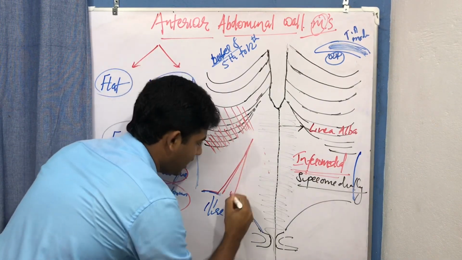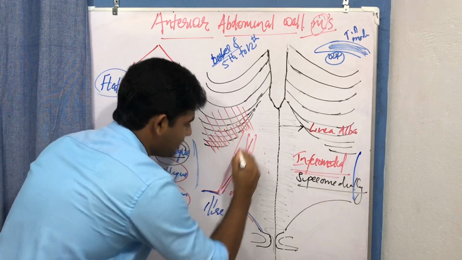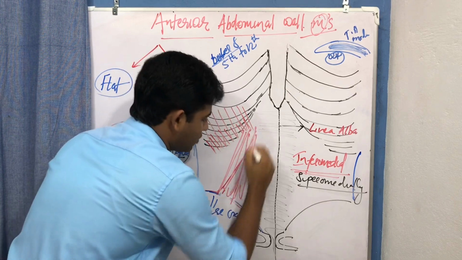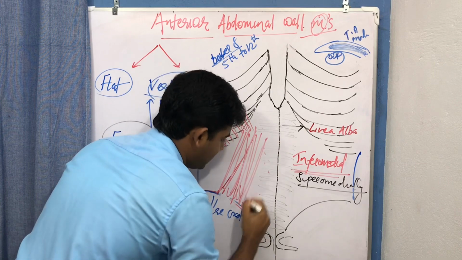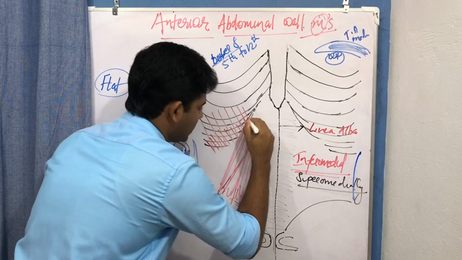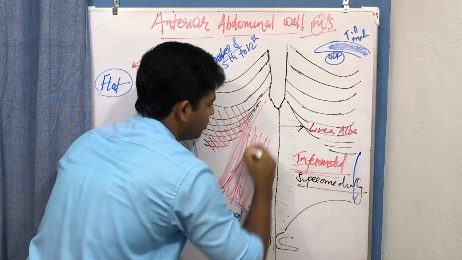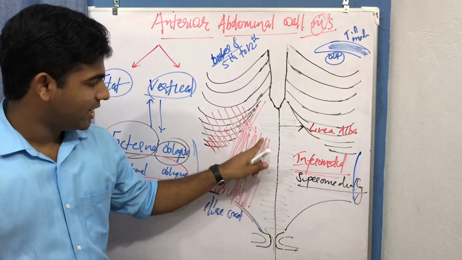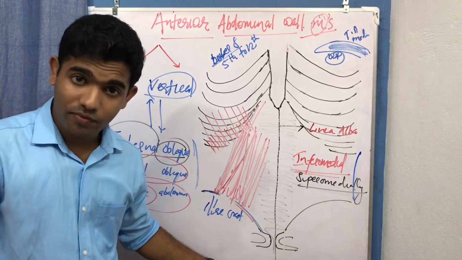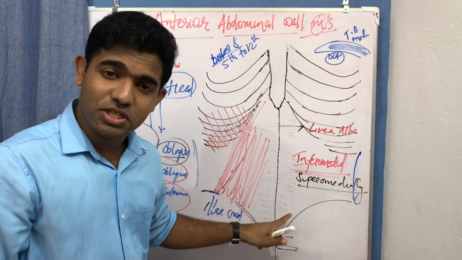So this set of muscle fibers arises from the iliac crest. They travel in the superomedial direction like this, and they get inserted into, where can you guess? They will insert into the linea alba. Definitely, all this set of muscles are inserting into the linea alba.